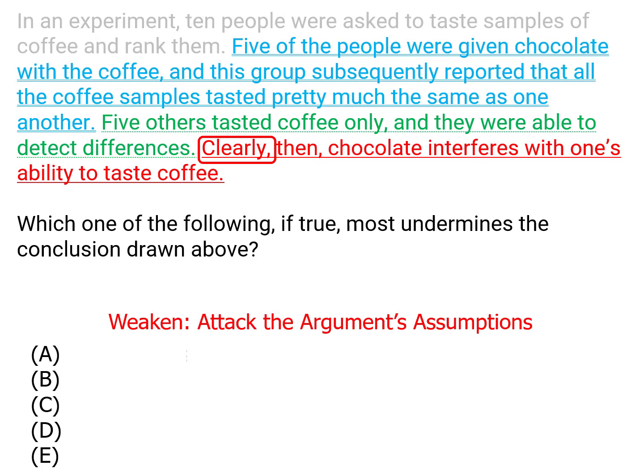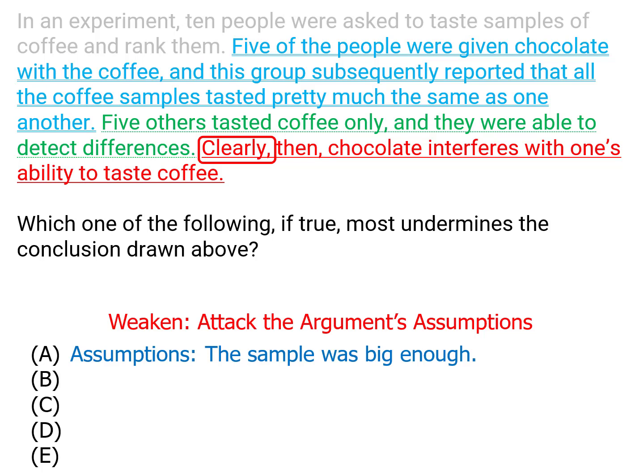So since the people who couldn't taste the coffee had just eaten chocolate, that's why the argument says that chocolate interferes with one's ability to taste coffee. Now, to weaken the argument, we have to attack its assumptions, the things that the author never said that have to be true in order for the evidence given to be able to prove the conclusion. Since this argument is based pretty much entirely on a study, it has the assumptions that go with any study. The first is that the sample in the study was big enough.